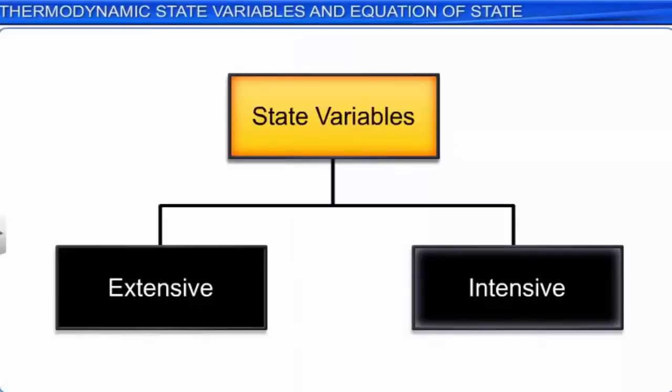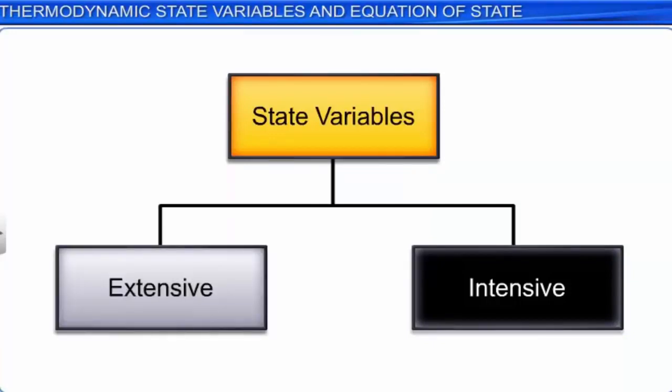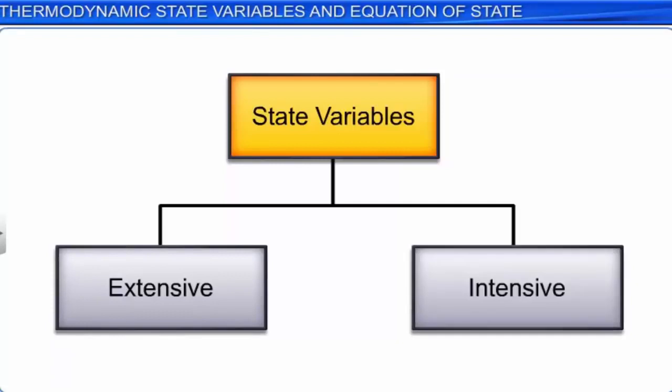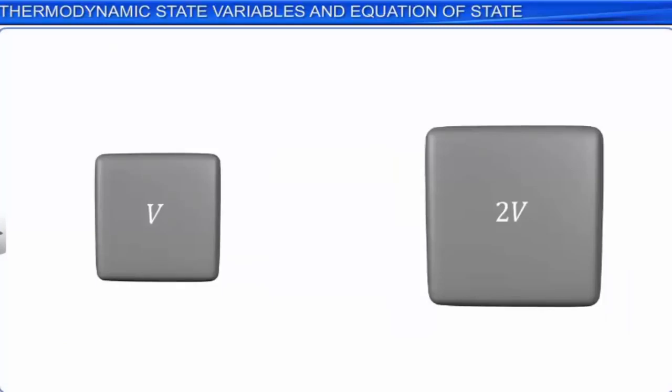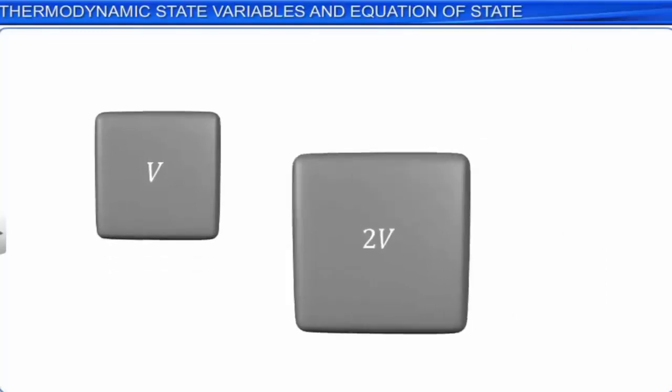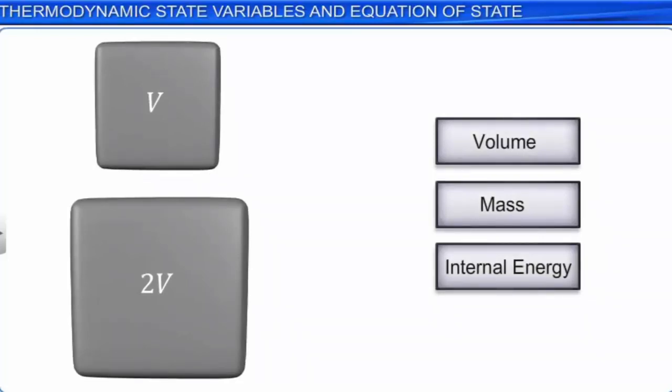The state variables discussed so far are of two types: extensive state variables and intensive state variables. A state variable that depends on the size of the system is called an extensive variable. For example, the volume of a system depends on its size and hence it is an extensive variable. Mass and internal energy are other examples of extensive variables.